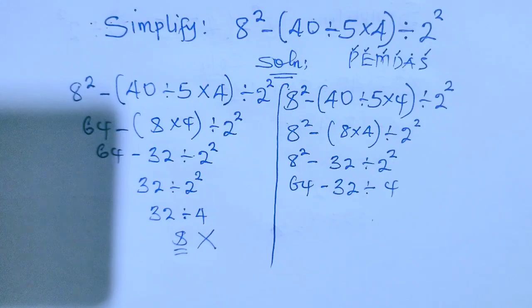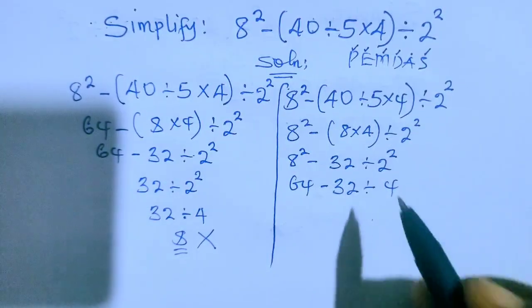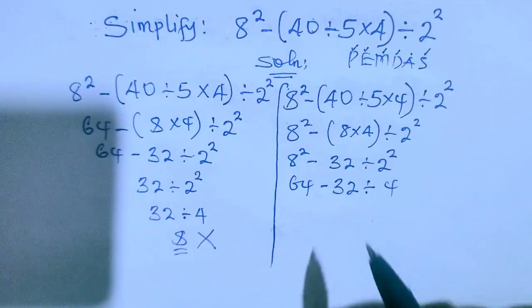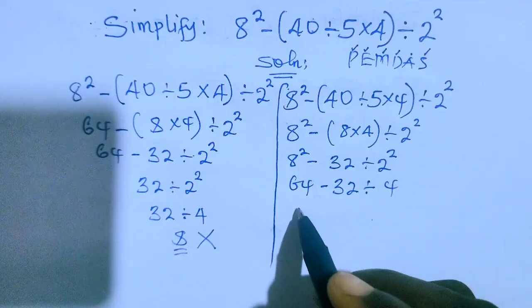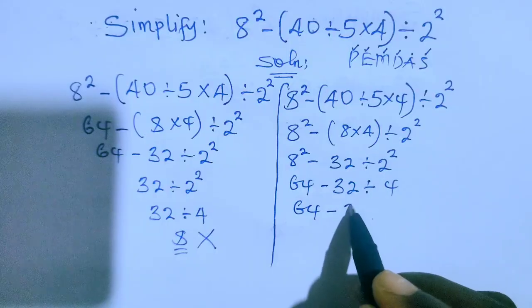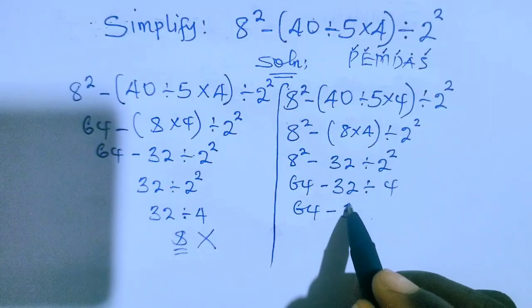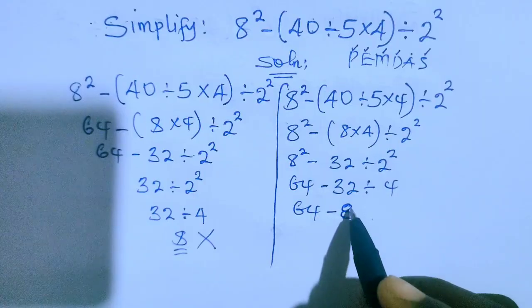Now the next operator to be considered here is division. Now from here we have division here. You need to consider it first before subtraction. Then we have here 64 minus 32 divided by 4, that will give us 8. We have 8 here.